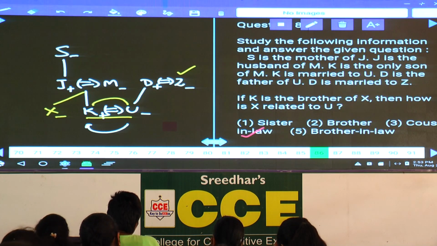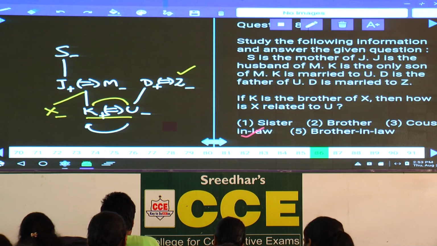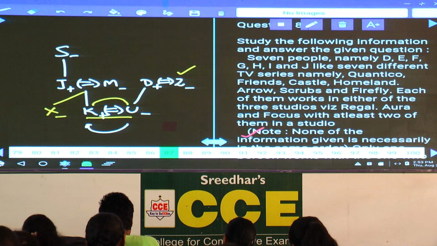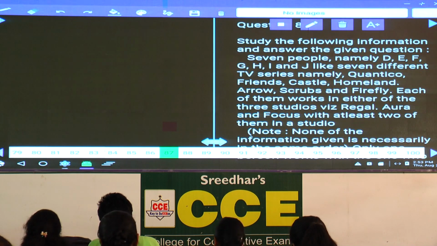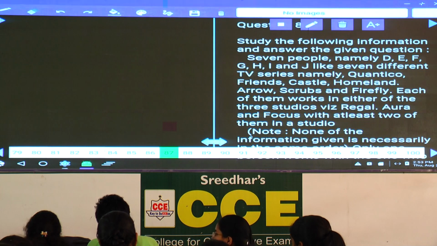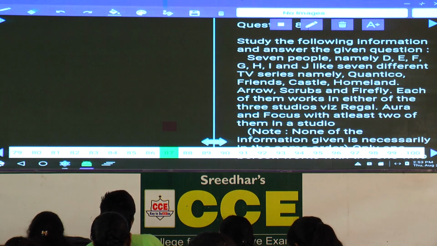Now this is about question numbers 84 to 86. Then 87 to 92. Now, in question numbers 87 to 92, how many of you have done this? Then how many persons are there?